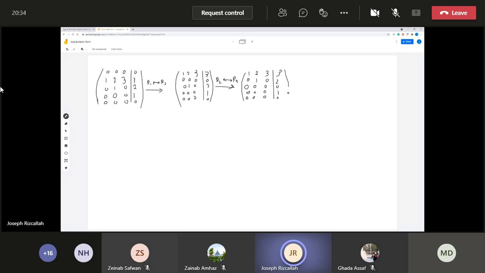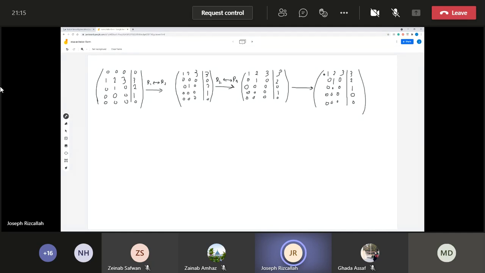And one last change is to switch the third row with the fourth one, to get this matrix. Now we get 1, 2, 3, 3. Then 0, 1, 0, 2. Then 0, 0, 0, 1, and 0, 0, 0, 0. And finally this one, which we did not change, 0, 0, 0, 0. Now you see these two rows, which have zeros, appear at the very end. But this is only one condition.